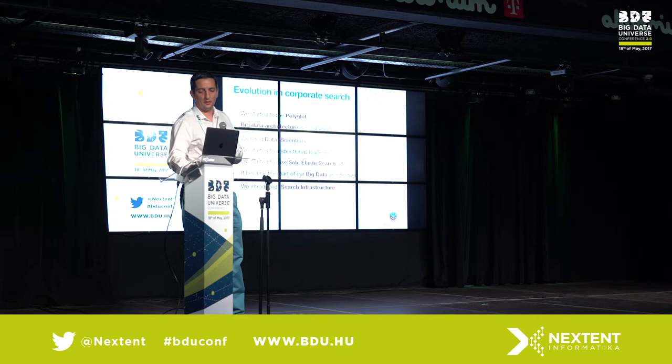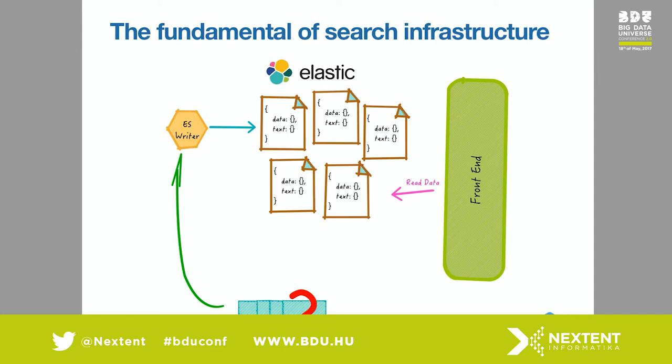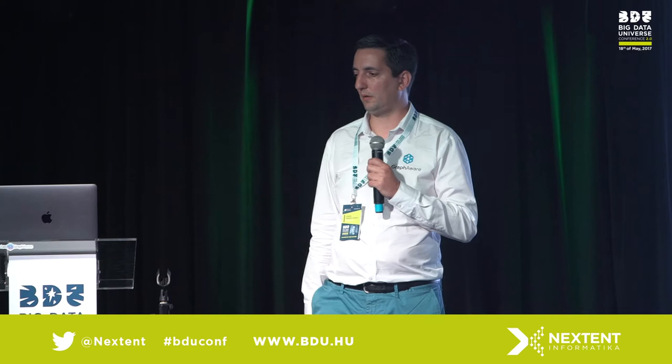So the first step was similar to this. We have an Elasticsearch, we have a lot of indexed documents, we have a front end, and the front end can call Elasticsearch via REST API, and we can get the results. But the main question is here: how to feed our search engines.